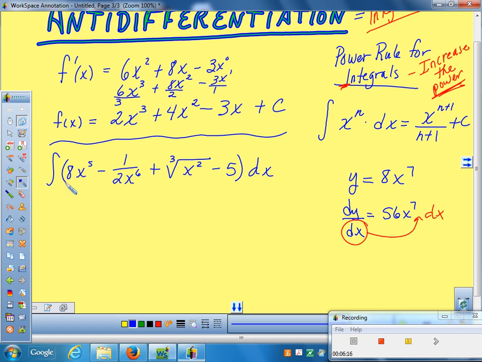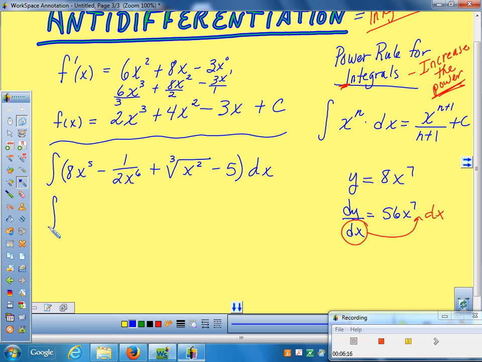So, you look at this problem. You should first look at it and go, they want me to go backwards here. I'm going to increase my powers. I'm going to get back to the original function. This is the derivative. Are all those terms in the position they need to be in order to do this? The fraction needs to be brought to the top. Yeah, you got to have all your x's.